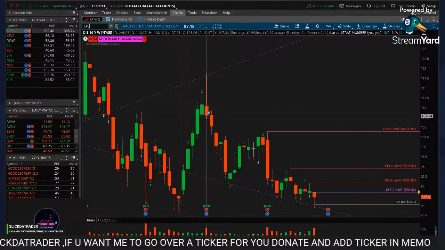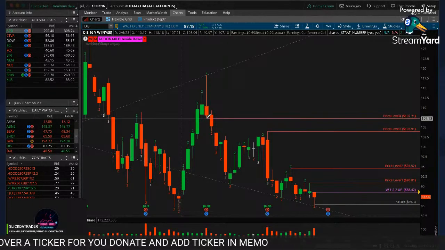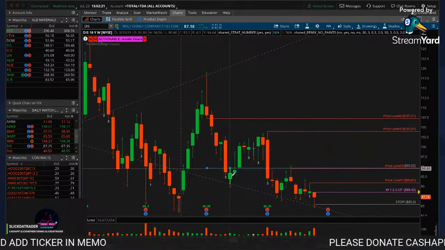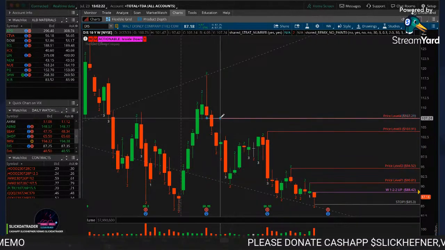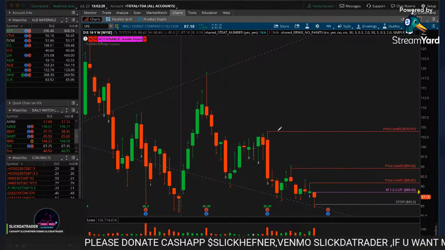You actually would have entered at the bottom of here. That's where you would have entered. And you would have ridden that right on down, as you can see. And that's how that works. So it's basically a pretty simple strategy.